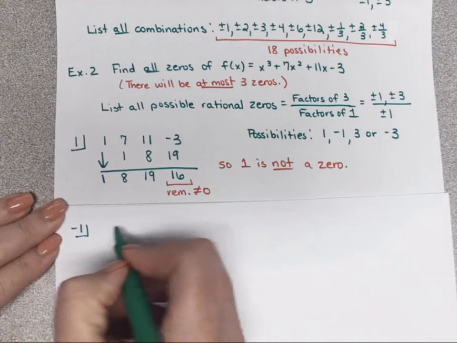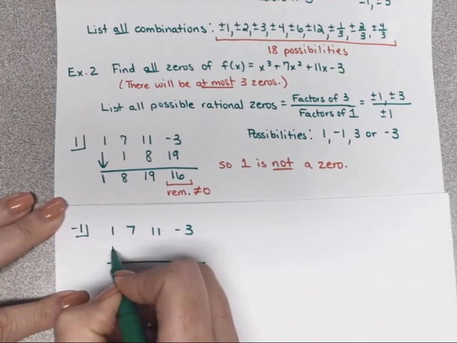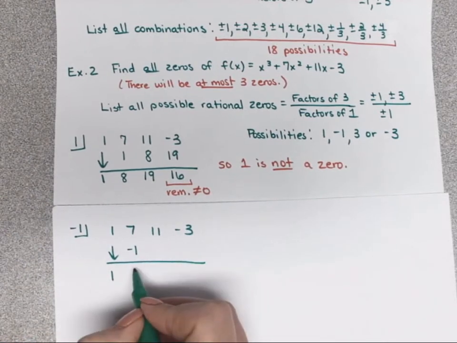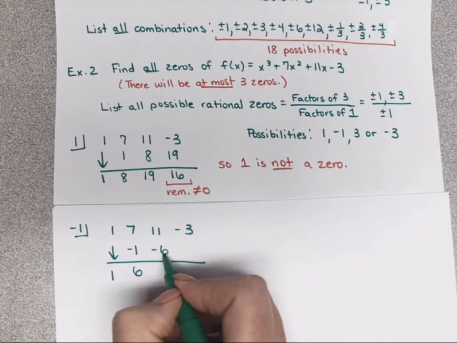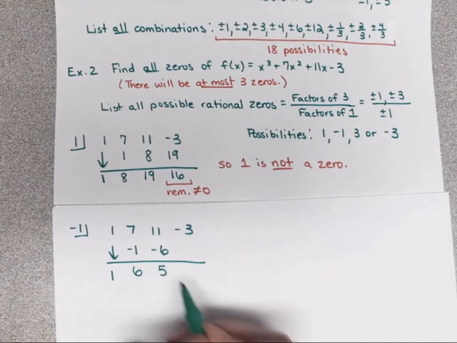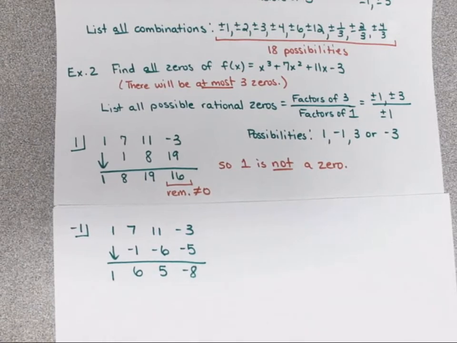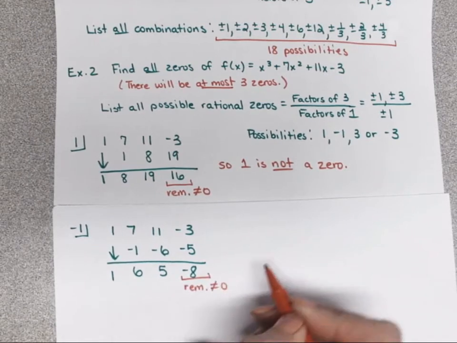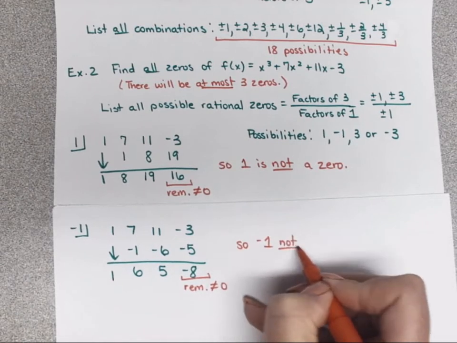So -1, and again, these numbers here are going to be the same. So bring down the 1. 1 times -1 is -1. Add those and you get 6. 6 times -1 is -6. Add those and you get 5. 5 times -1 is -5, and then if you add it, note that we don't get 0 again. So what does that tell us about -1 then? Not a 0.